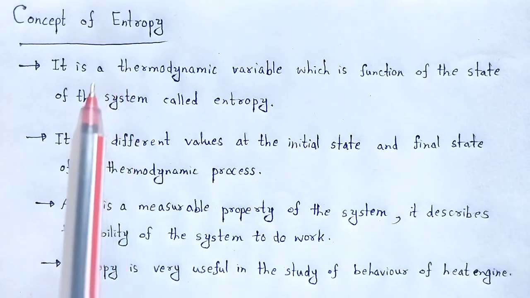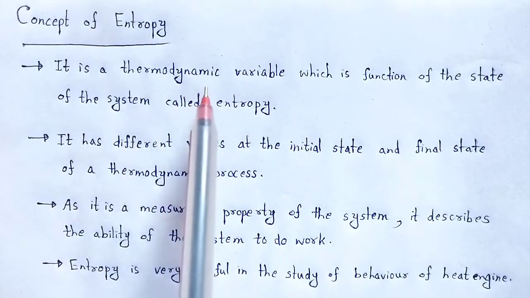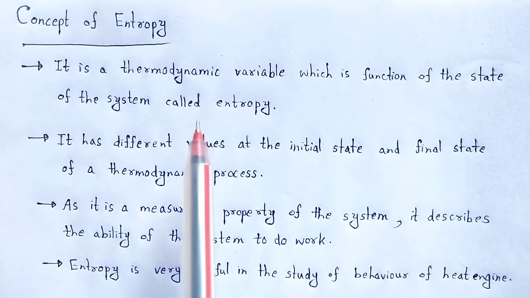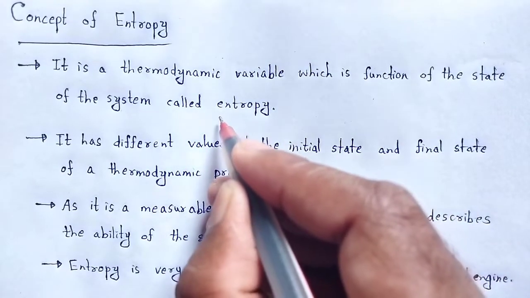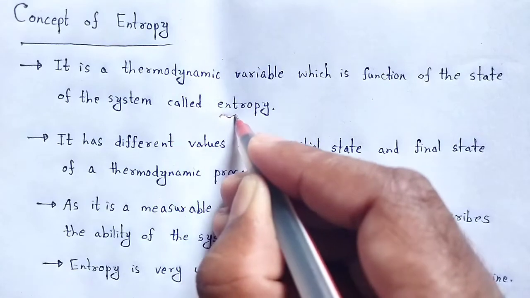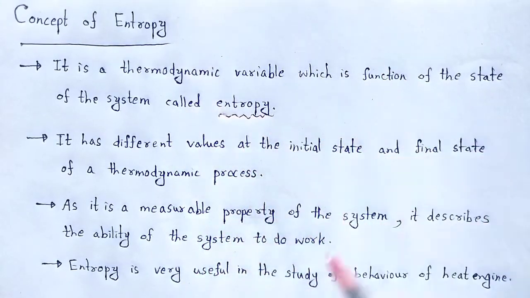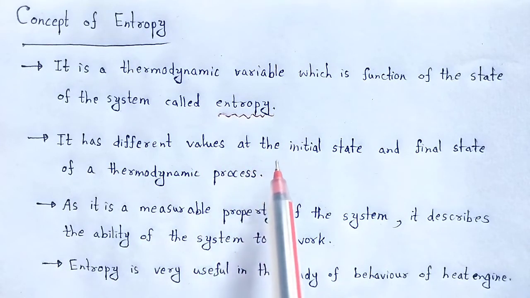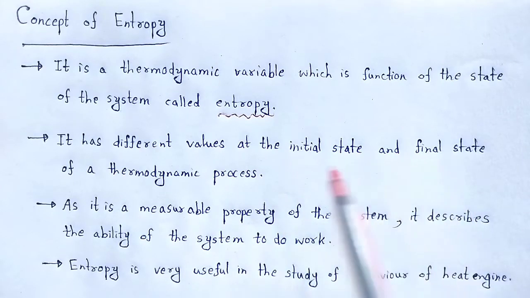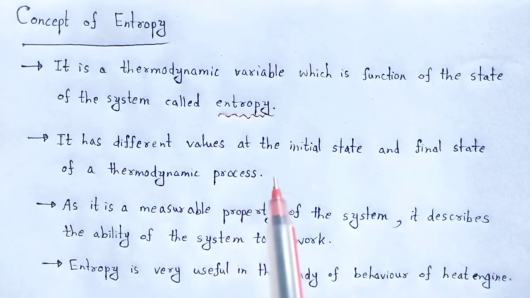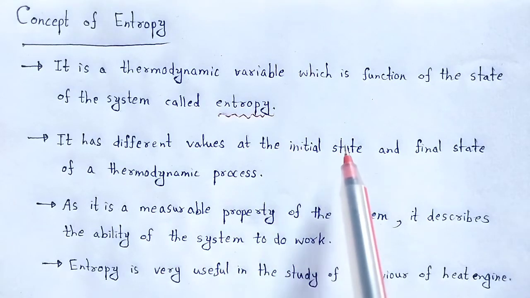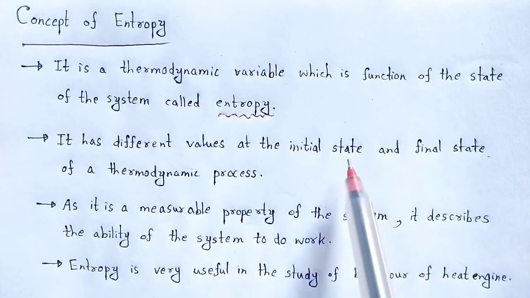What is entropy? It is a thermodynamic variable which is a function of the state of the system, and that is called entropy. Entropy is basically known as the degree of disorderliness of a particular thermodynamic system. It has different values at the initial state and final state of a thermodynamic process.